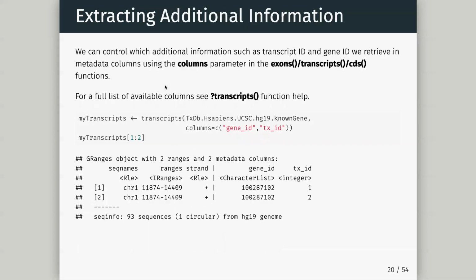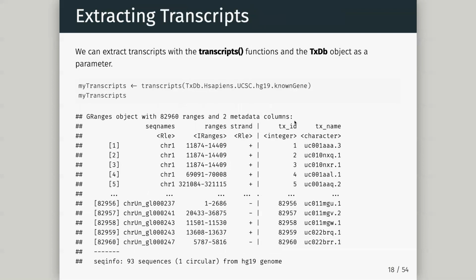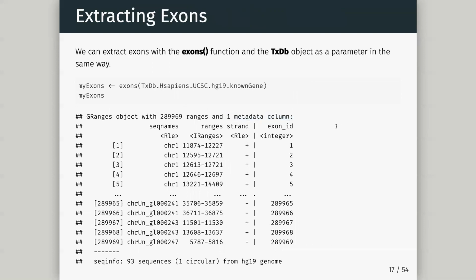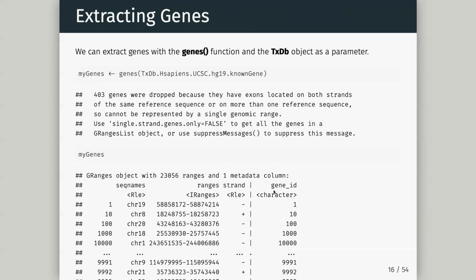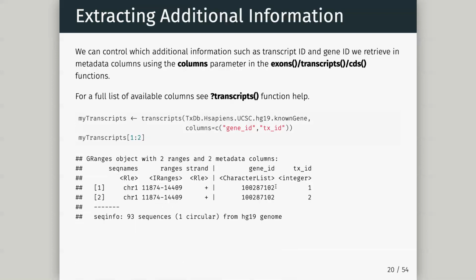Usefully, we can also control what comes down in these metadata columns. So right now, we've had no control of what was in these columns. Remember, this is our actual GRanges here. And we have 2 metadata columns, TXID, TXName. Here we had exon ID, and here we had gene ID. We can actually control what's passed back to us by specifying an additional parameter here, columns, and that's going to control what comes out in these metadata columns.